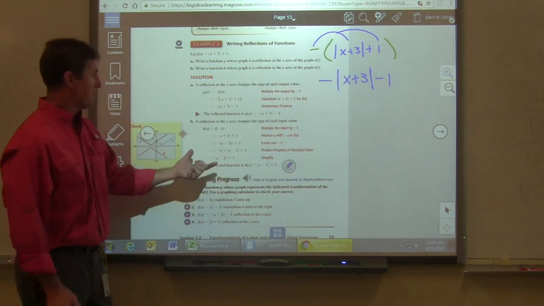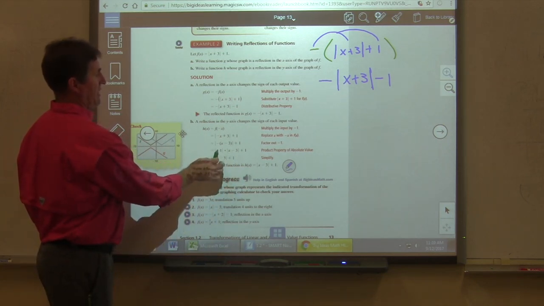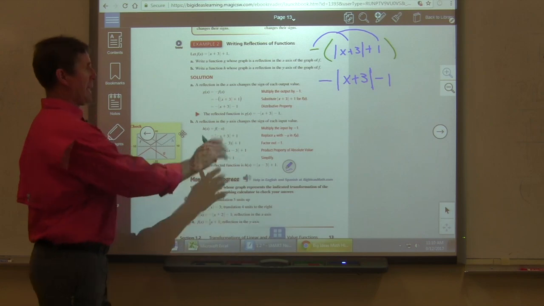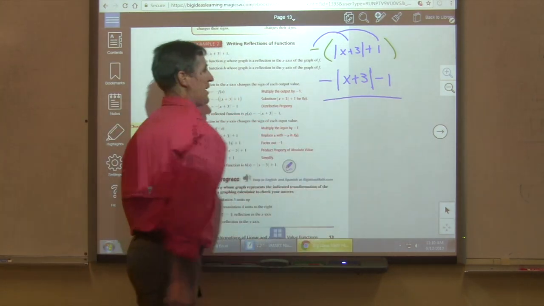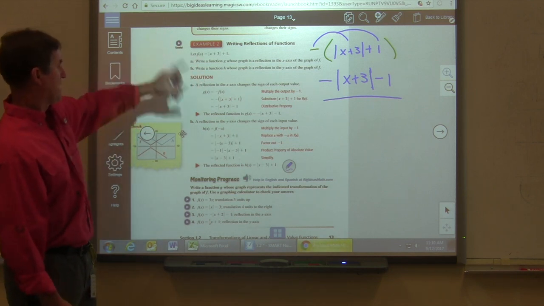The book, as you can see here, what they do with absolute value is they split this up and then distribute that. But right now, we're just going to leave it in this form right here. You don't have to simplify that further. Okay? Then on B, well, that's the next case.